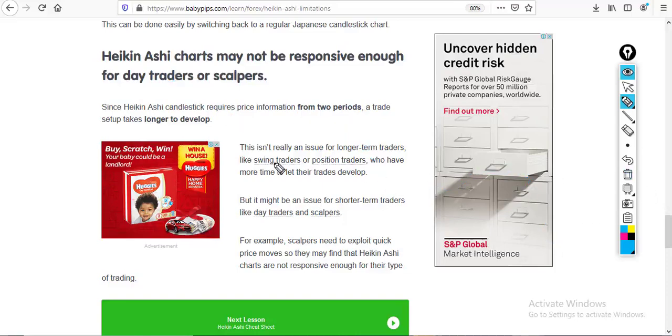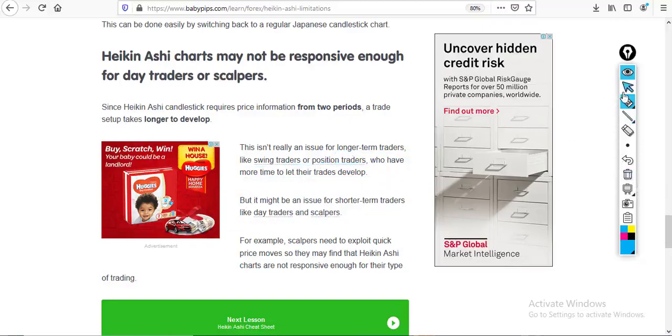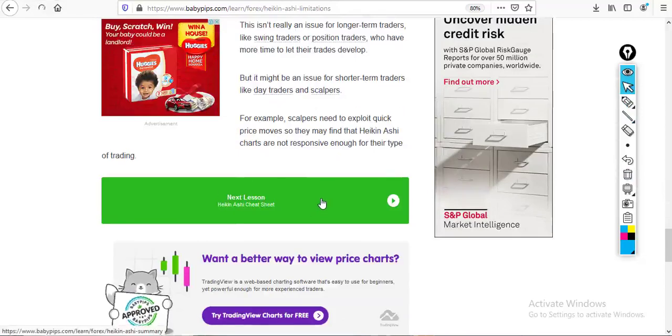Swing traders, or position traders. Because a Heikin Ashi requires price action from 2 periods, a trade setup also takes longer to develop. This is no problem for swing traders or long-term traders or position traders, who have more time to let their trades ride and develop. But it will be a big problem for day traders. So that is the weaknesses and limitations attached to the Heikin Ashi.